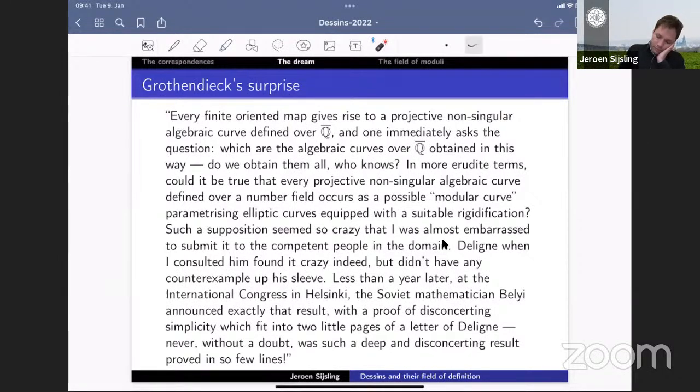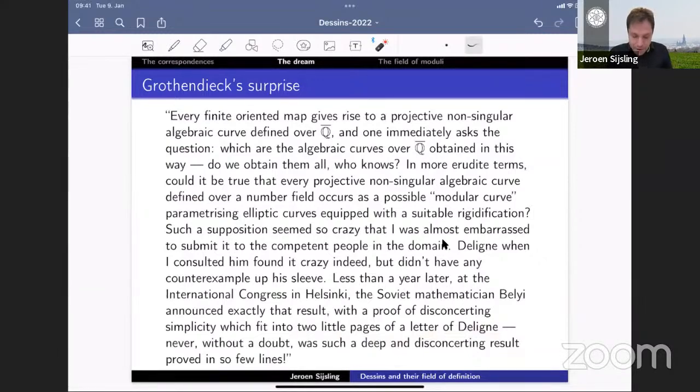And Belyi didn't have any counterexample up his sleeve. It seemed crazy to him. But then Belyi proved this theorem, and this astounded Grothendieck. And never, without a doubt, was such a deep and disconcerting result proved in so few lines. In fact, there is a terrible pun in the French version of this letter, because he writes that the proof fits in two little pages of a letter of two lines, because "linear" means two lines in French. So this is French humor.